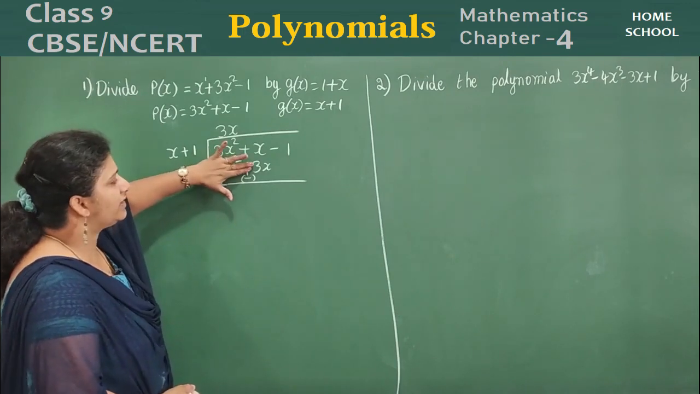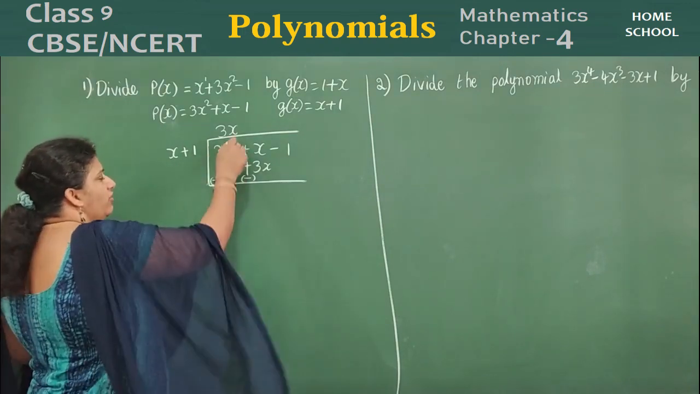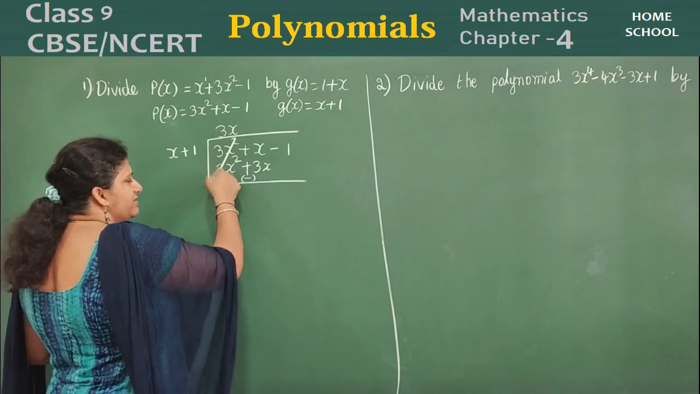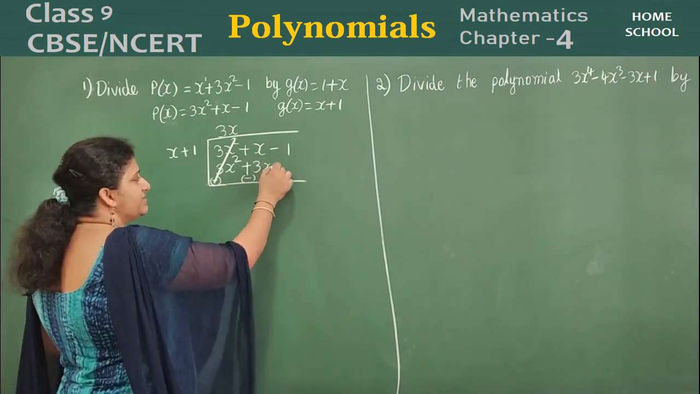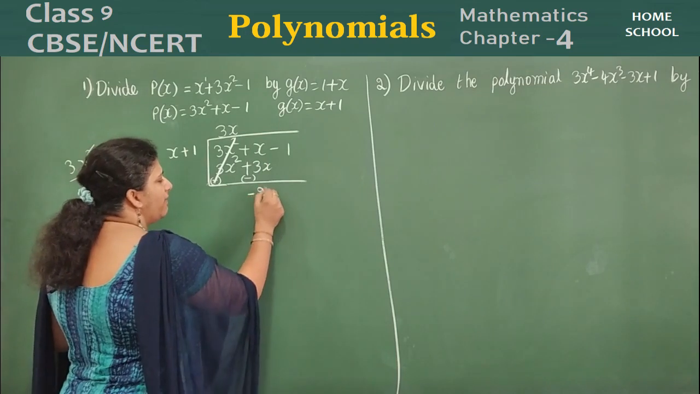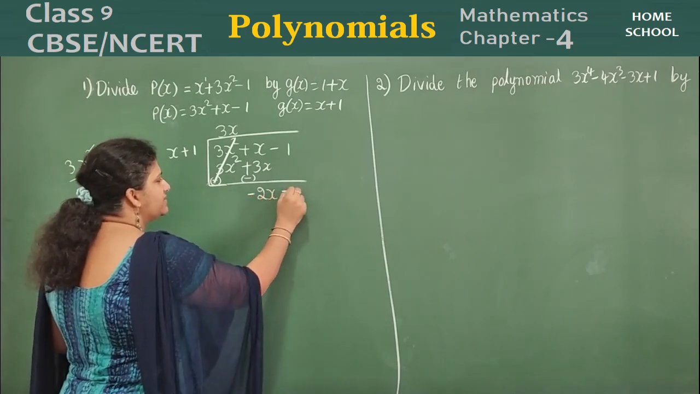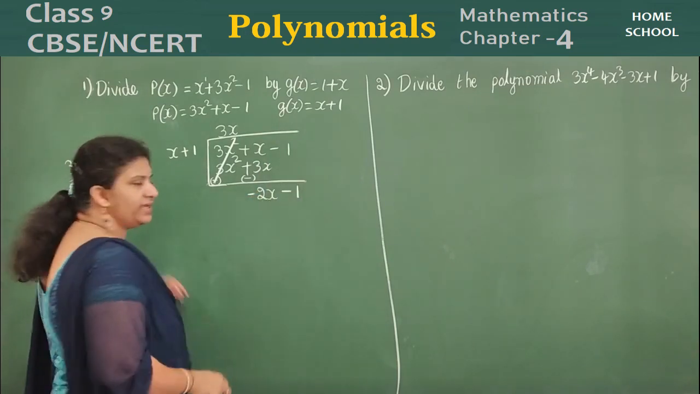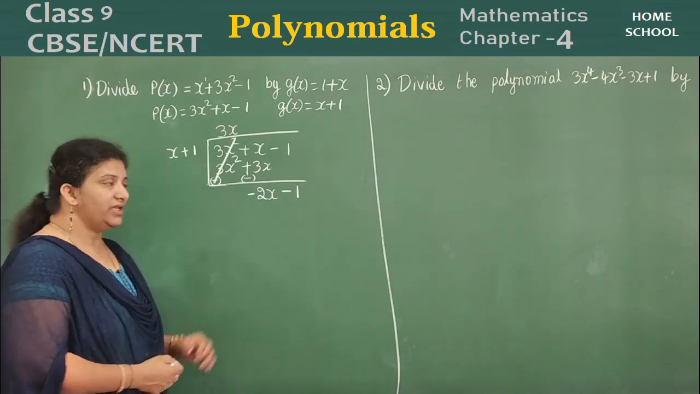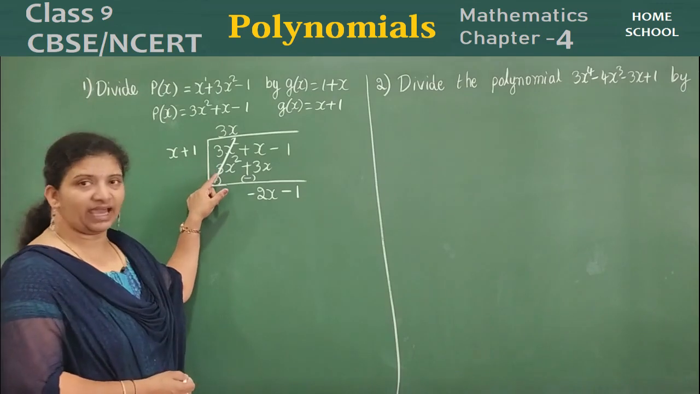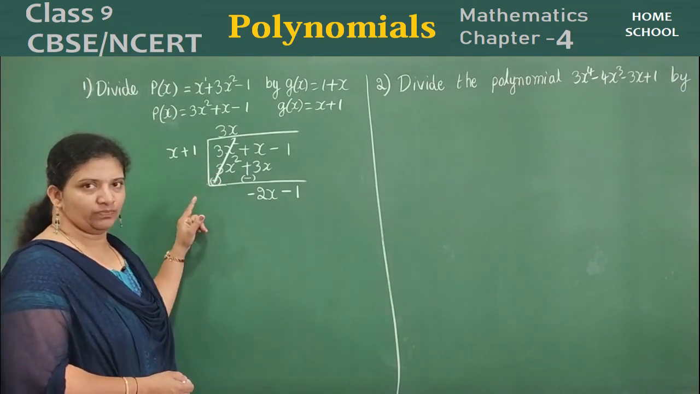So now forget this positive sign. Now look here, 3x square minus 3x square will be cancelled. x minus 3x will be minus 2x minus 1. Drag this one down. So understand here carefully, when you have an opposite sign, directly you can add these two in order to cancel.